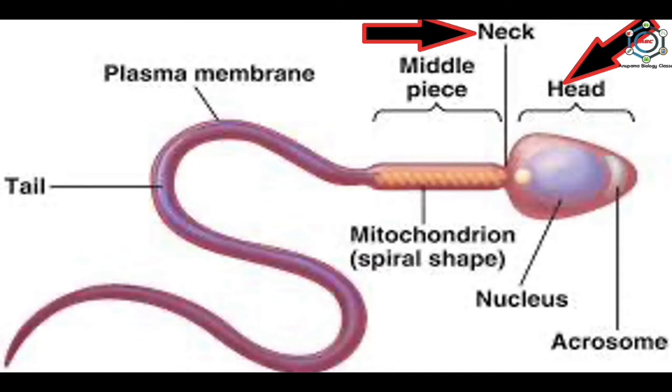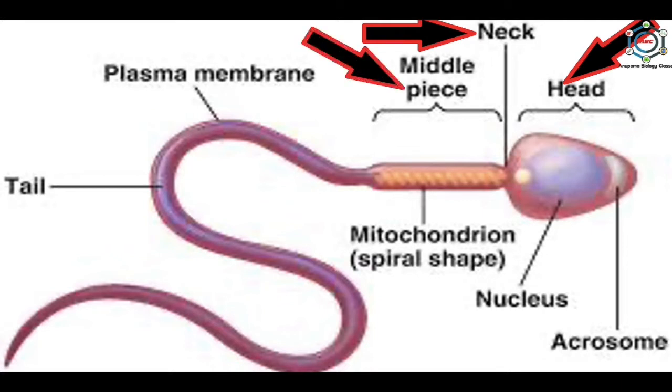Second is the neck, which is short and contains two centrioles lying one behind and at right angle to the other. The proximal centriole plays a role in the first cleavage of the zygote, and the distal centriole gives rise to the axial filament of the sperm. After the formation of the axial filament, the distal centriole degenerates at the mature stage, so the proximal centriole is present in the mature stage, not the distal centriole.